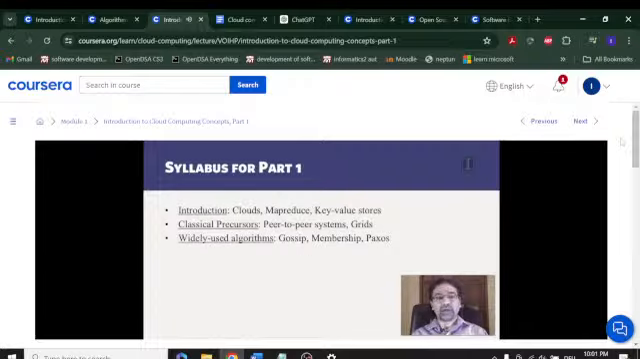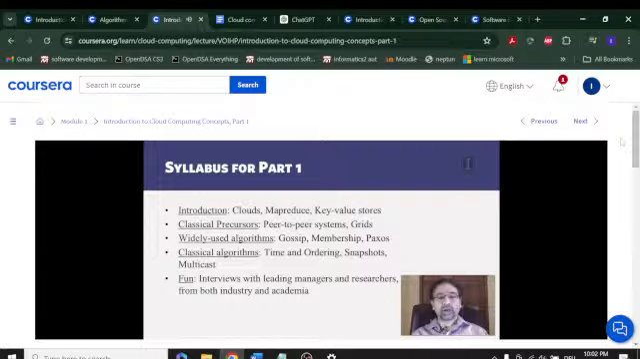Then we'll go underneath the hood and start to look at widely used algorithms for gossip, membership, Paxos for consensus, and also classical algorithms including time and ordering, snapshots, and multicast. Along the way, in some weeks, we'll have interviews with leading managers and researchers from industry as well as academia, and I hope these will be interesting to you as well.